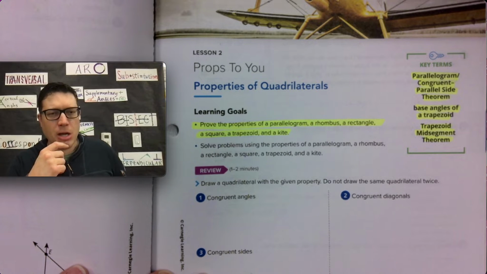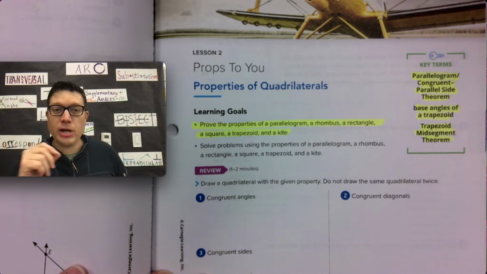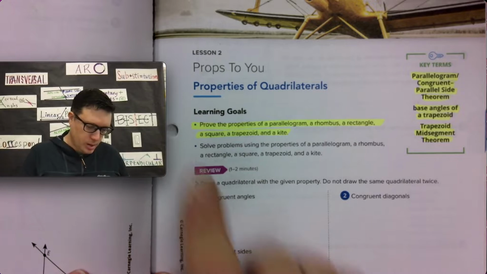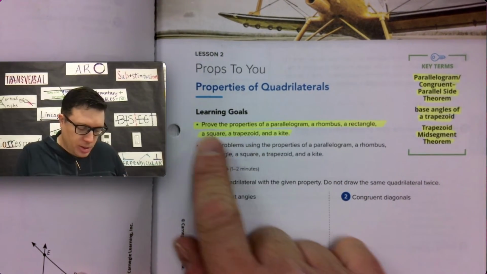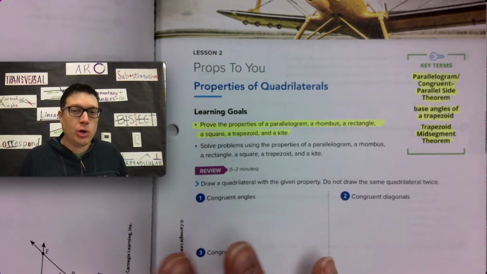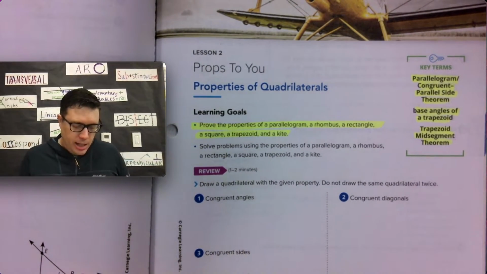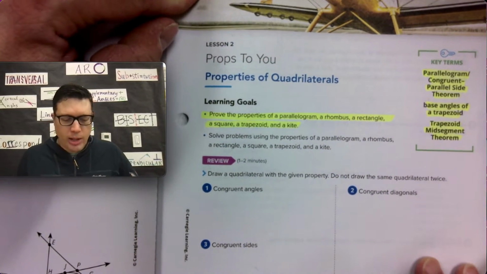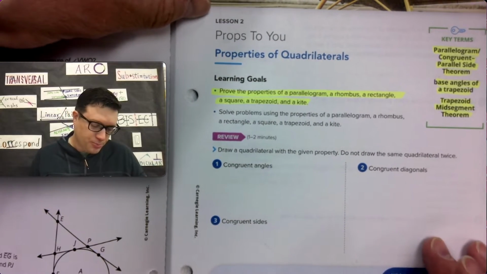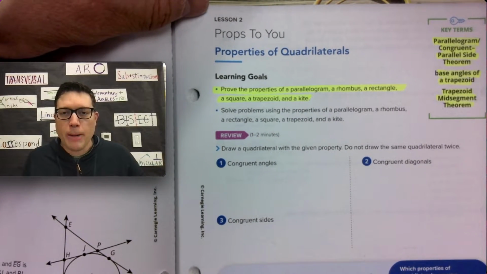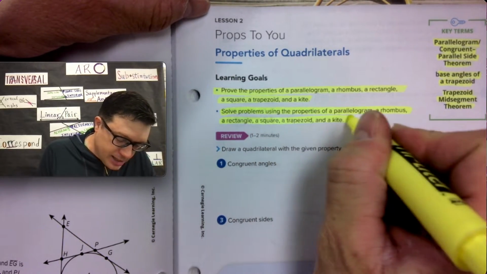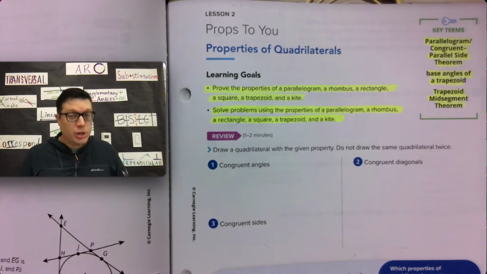There's this interesting thing that happens when you draw mid-segments inside quadrilaterals. It kind of creates a shape that you're like, does that happen all the time? Weird. Okay, we are in properties of quadrilaterals, and one of our learning goals is to prove the properties of a parallelogram, a rhombus, a rectangle, a square, a trapezoid, and a kite. And there are differing agreements, or disagreements, about what a kite truly is or what a trapezoid truly is. We're also going to solve problems using the properties of parallelograms, rhombuses, rectangles, squares, kites, trapezoids, and all of those things.